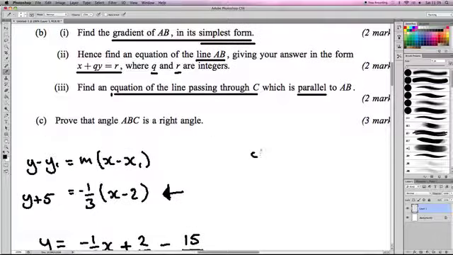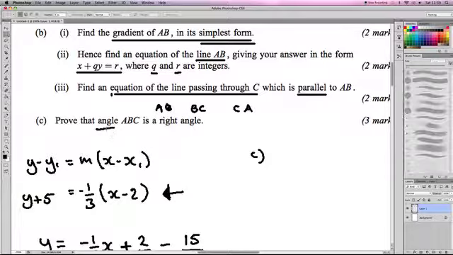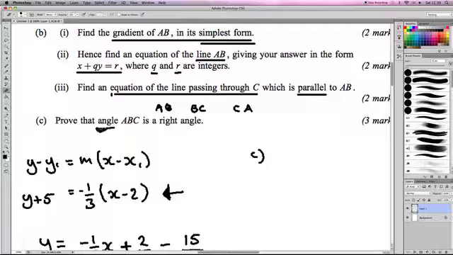Part C then, I'll do it here. Remember, when it says a triangle, you've got to try every combination. So AB, BC, and CA. If it says angle like it does here, that's a very good situation. Anyway, when it says angle, it's basically saying the angle between A and B and B to C.